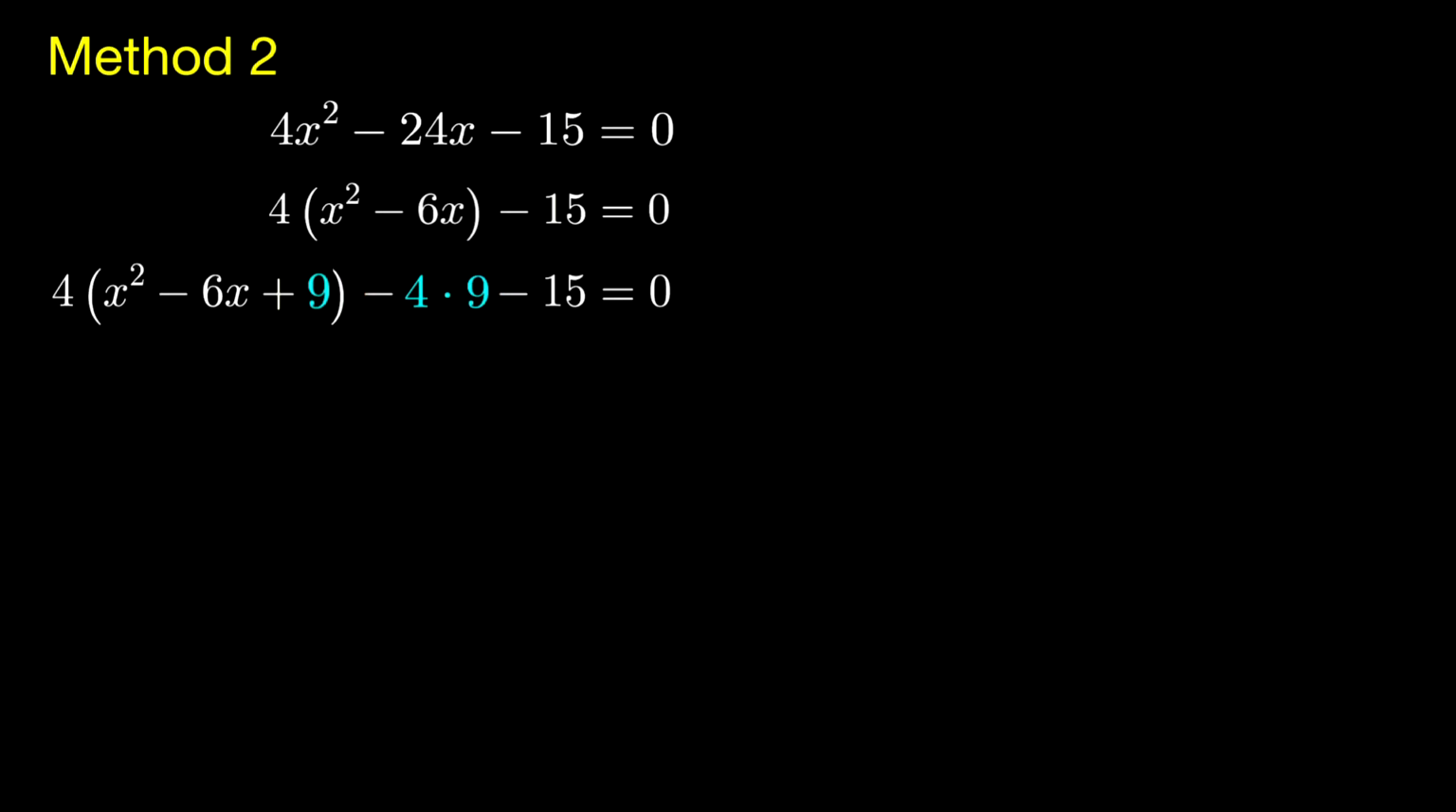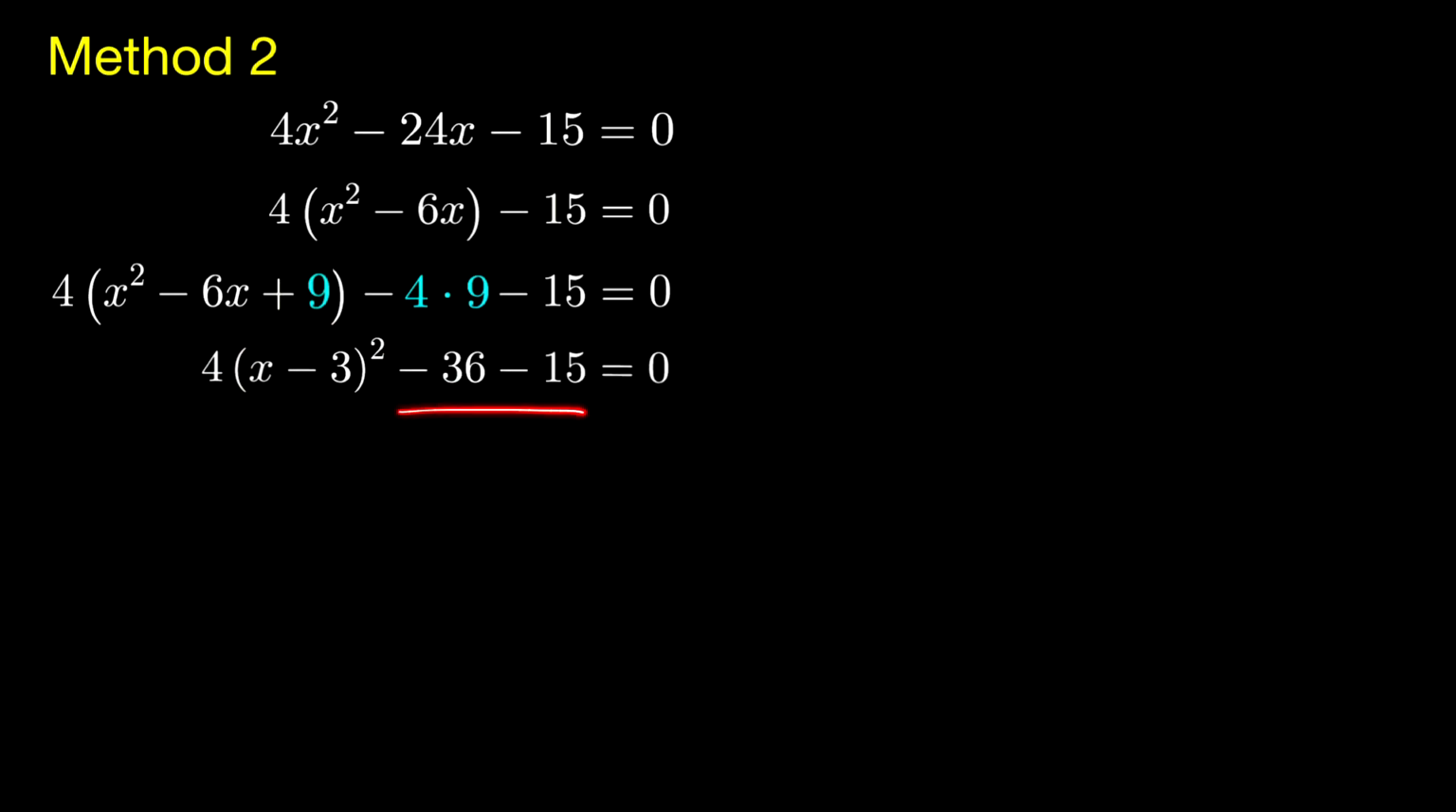A common mistake here is to add 9 here and then subtract just 9 without the 4. So you have to multiply that 9 by the coefficient of x squared, which is the factor outside of this perfect square trinomial. And now we can already write this perfect square trinomial as the square of x minus 3, and 4 times 9 is equal to 36.